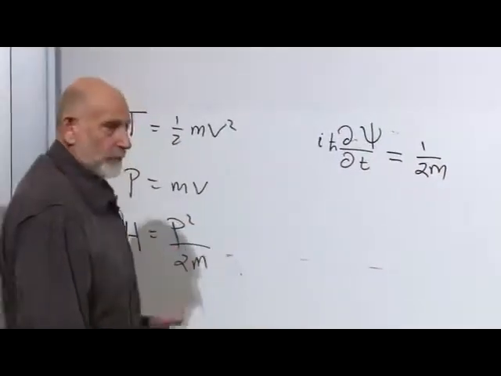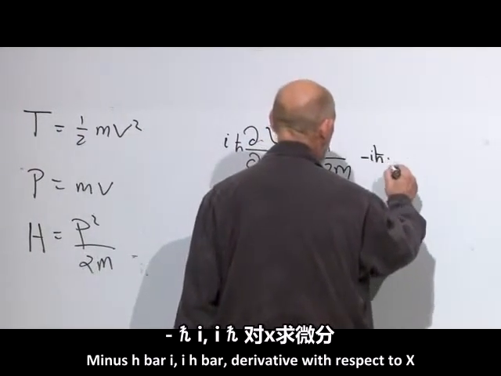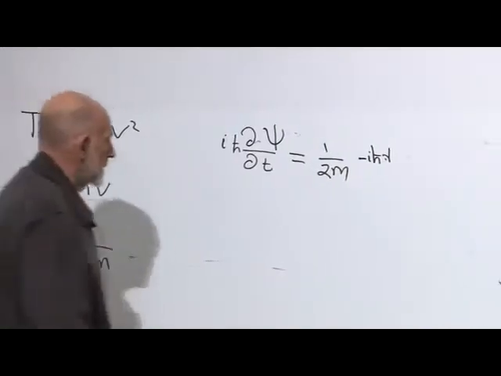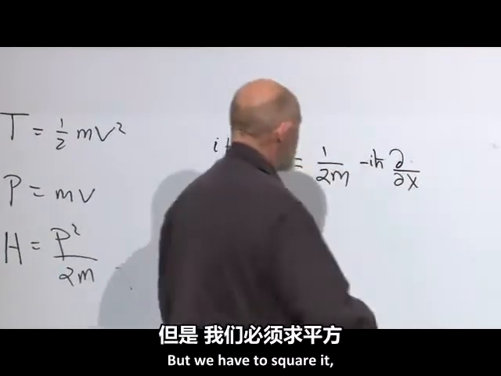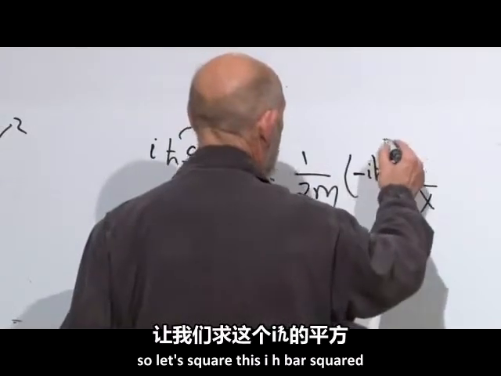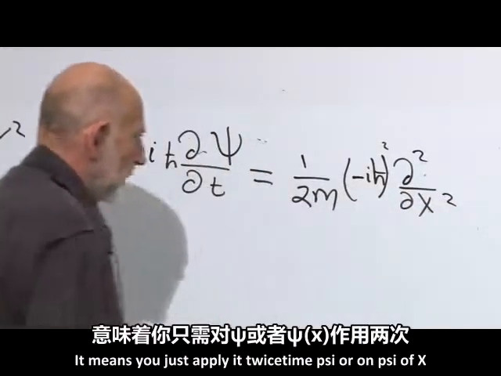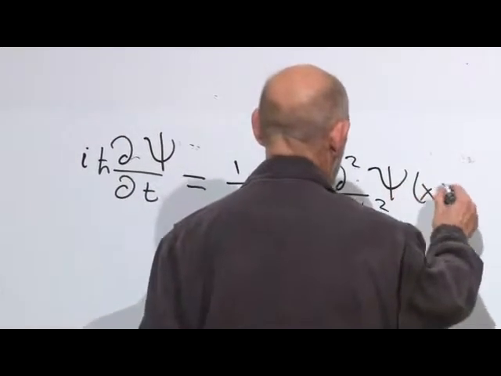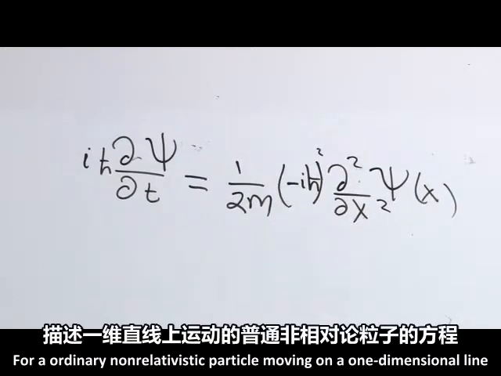And then what is p? Whatever p is, we have to square it. But let's write down what p is first. Minus i h bar, derivative with respect to x. But we have to square it. It's p squared. Squaring it just means multiplying it by itself. So let's square this, i h bar squared, and then the square of the first derivative is the second derivative. It means you just apply it twice, times psi of x. That's it. That's the Schrodinger equation for an ordinary non-relativistic particle moving on a one-dimensional line.